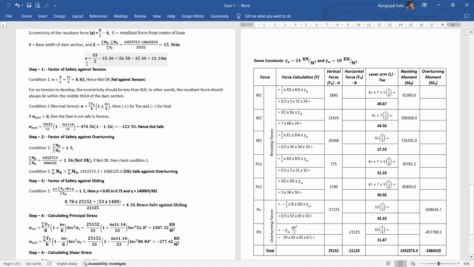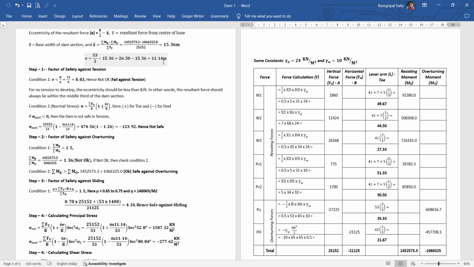So eccentricity will be around 11.14 meter. So we got the eccentricity 11.14 meter. Now let us begin with the first check, safety check. There is a factor of safety against tension.